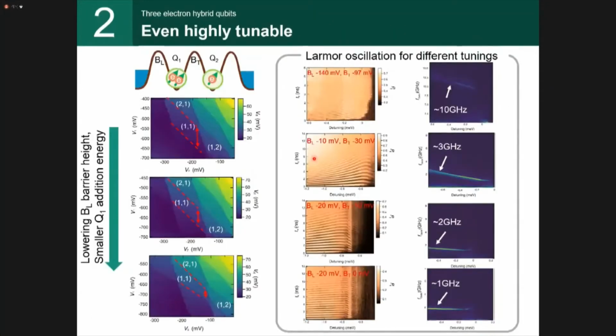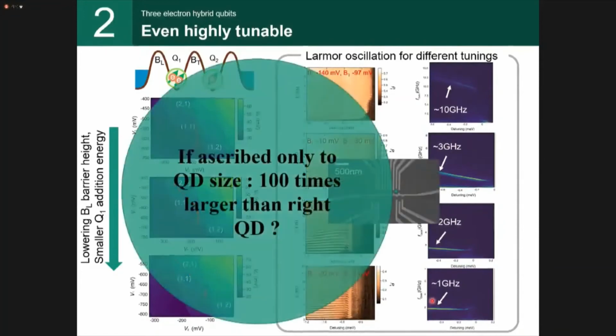What we find is that this energy level is actually very tunable. If you make a little bit of potential shaping, then this energy level sometimes becomes 10 gigahertz. It can become 3 gigahertz, all the way down to 1 gigahertz. And in this regime, if you again only ascribe this origin to the quantum dot size, it means that the left quantum dot is 100 times larger than the right quantum dot. And this simply doesn't make sense.